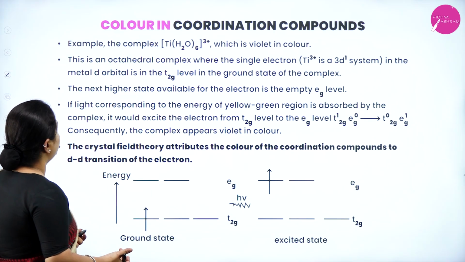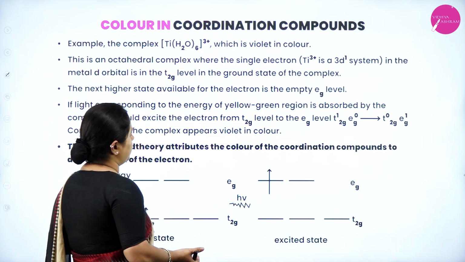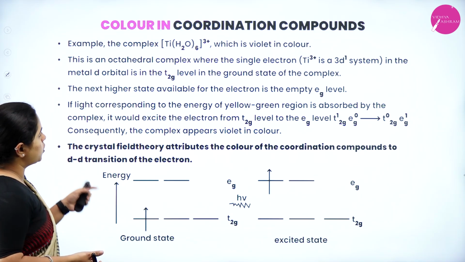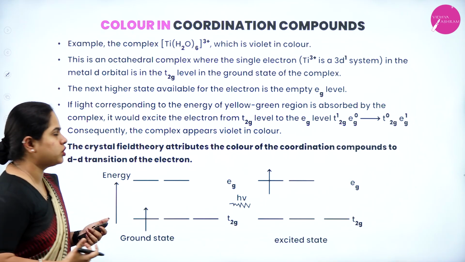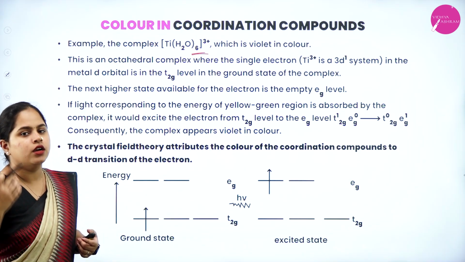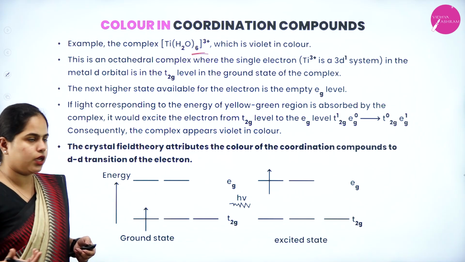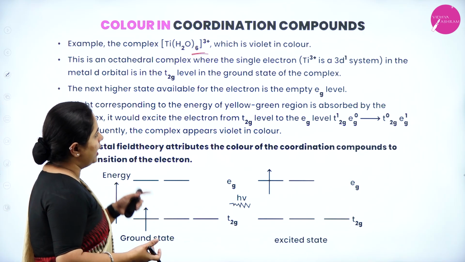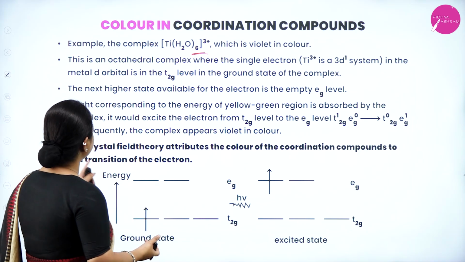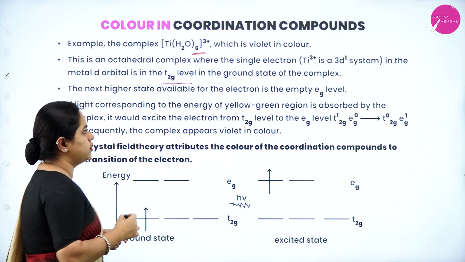Clear? Right. Now, for example, the complex [Ti(H2O)6]3+ is violet in color. It is a violet color complex. This is an octahedral complex. Of course, it is an octahedral complex. Why? The coordination number is 6. Aqua is monodentate, so of course the number of ligands and the coordination number will be equal, right? Here the single electron of Ti3+, a 3d1 system, in the metal d orbital is in the t2g level in the ground state of the complex.